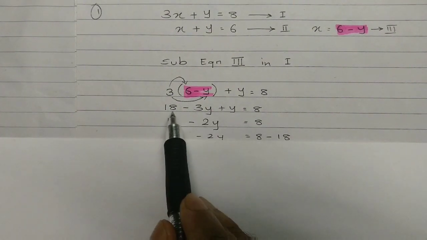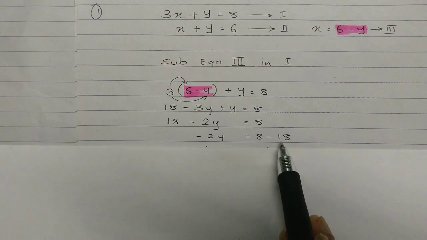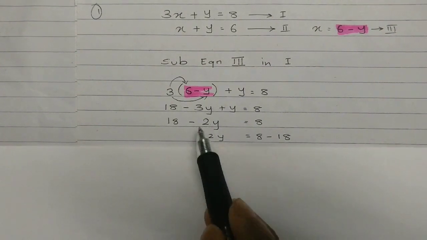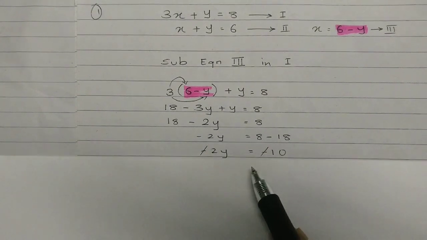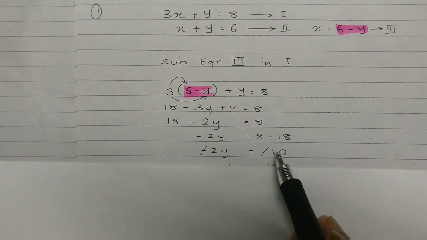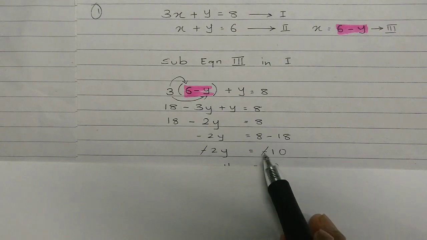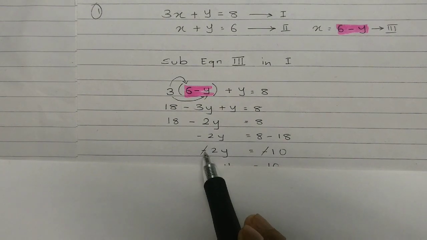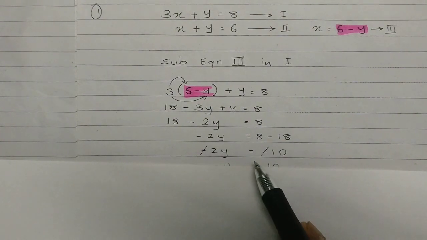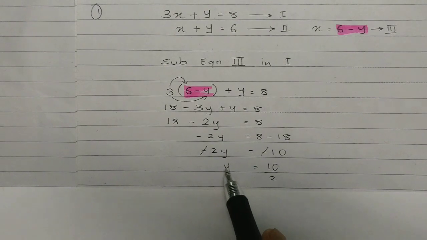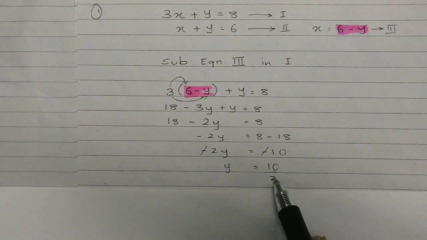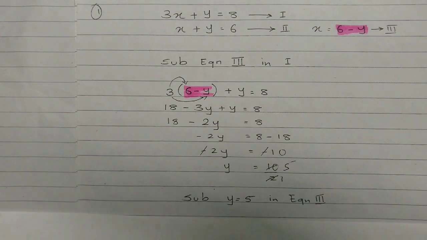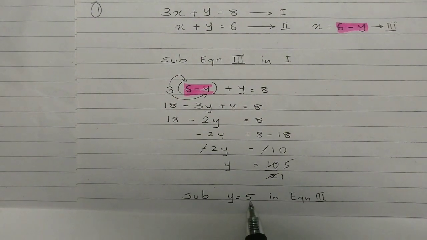So this 18 goes on the other side and we subtract it. This is positive, on the other side it becomes negative. Minus 2y remains as it is. So after subtracting, 8 minus 18 gives me 10, with the sign of the greater number, which is minus, and here minus is already present. So this minus and this minus get cancelled, and dividing by 2 on this side, 2 fives are 10, so I got y is equal to 5.